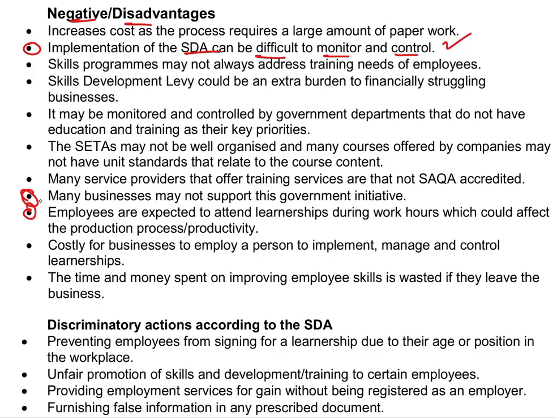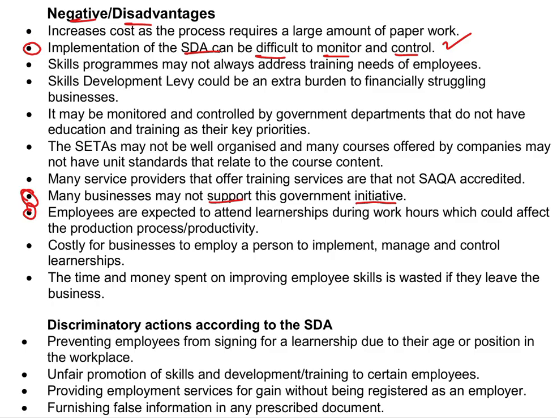Then we go to the one that was chosen for us. Many businesses may not support this government initiative. Why will they not do that? They will think that they are delaying the business goal, because maybe we have a target.